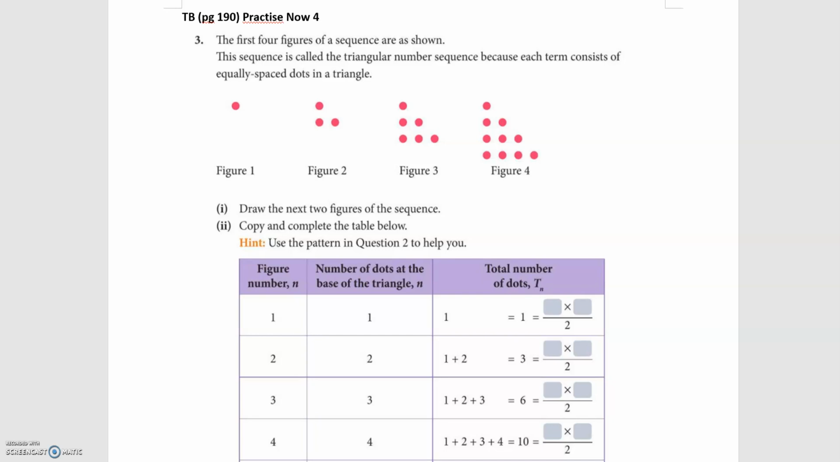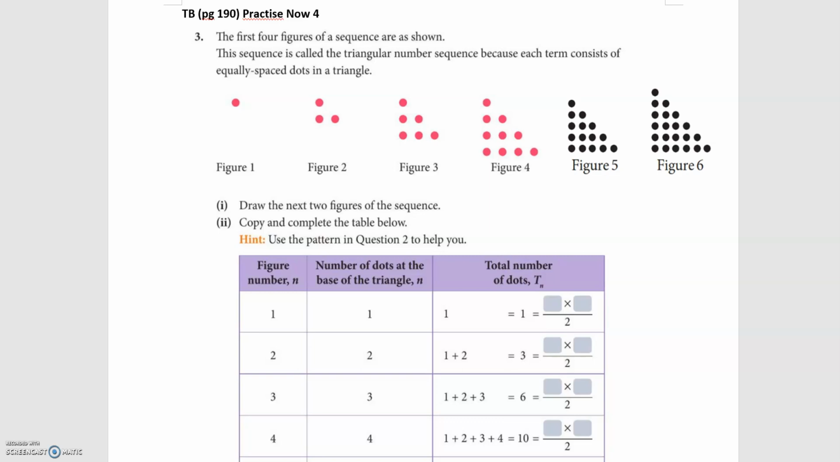We'll look at question 3 of practice now 4. The first 4 figures of a sequence are as shown. This sequence is called the triangular number sequence because each term consists of equally spaced dots in a triangle. We have to first draw the next 2 figures of the sequence.